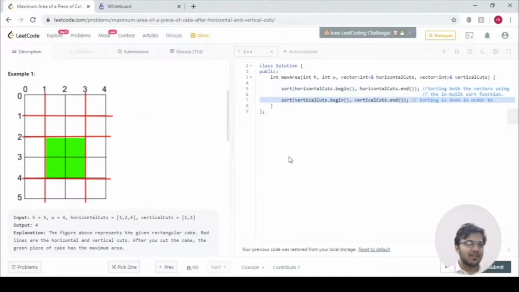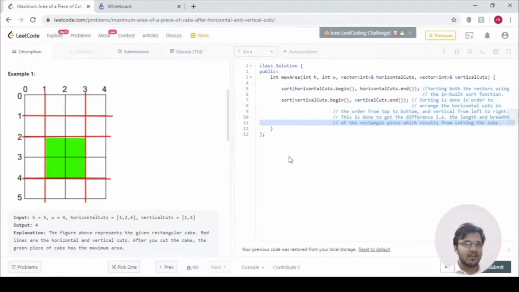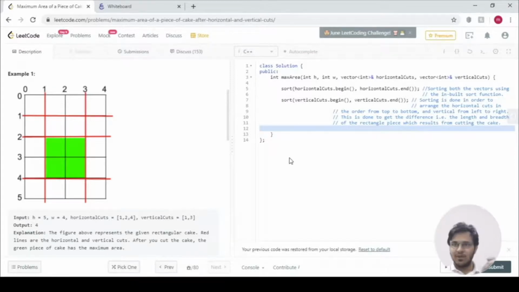First of all, we'll be sorting the two arrays. How to sort this? If you are not familiar, make sure to check out the link below. We are using the sort function that is inbuilt in the C++ library. So make sure to check out the link if you don't know about this.